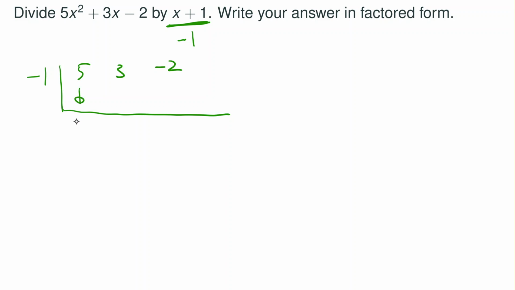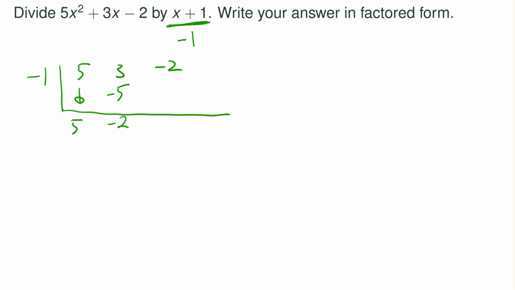So 5 comes down, 5, and we multiply negative 1 to 5, and we get negative 5. We write it right here. So let me show that again. What we're doing is we do negative 1 times 5, multiply this together, and write it right here. That's what's happening. And then we're going to add these two together and write it right here, which is negative 2.